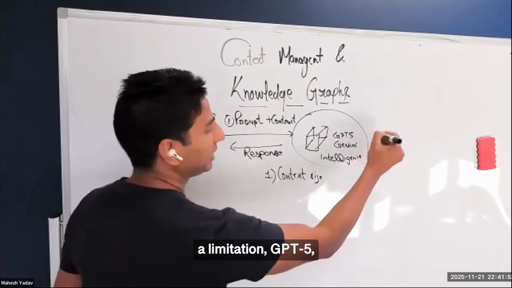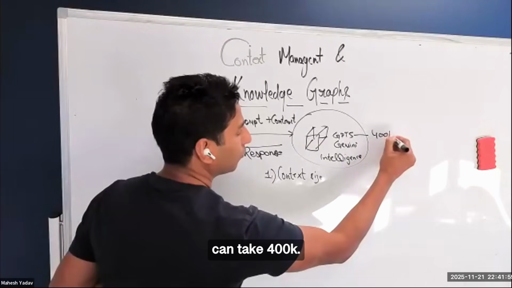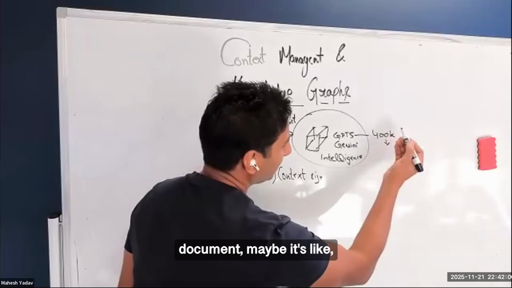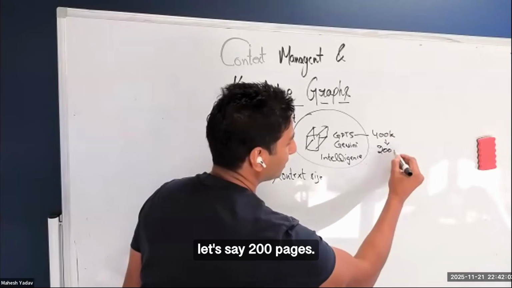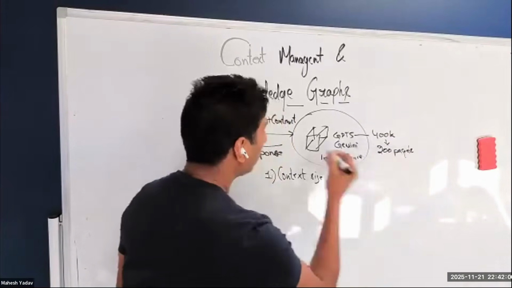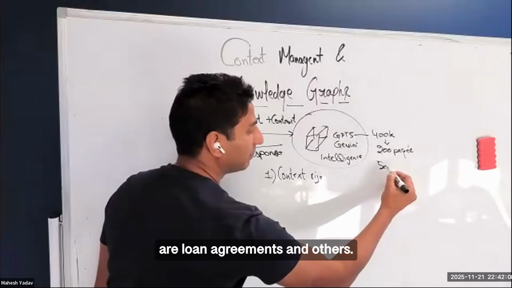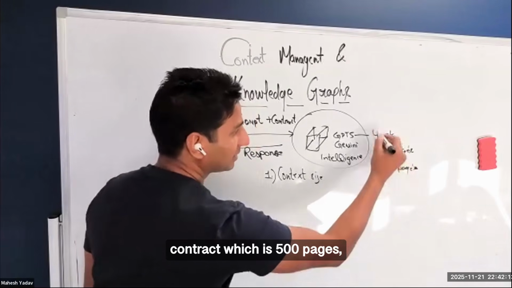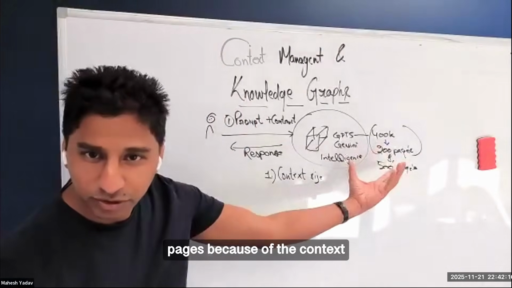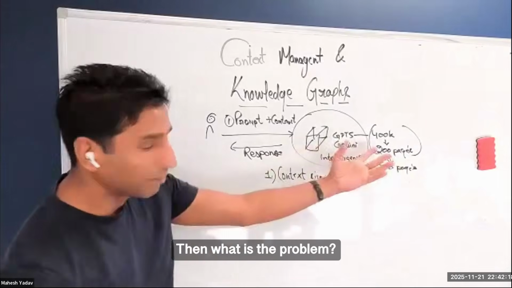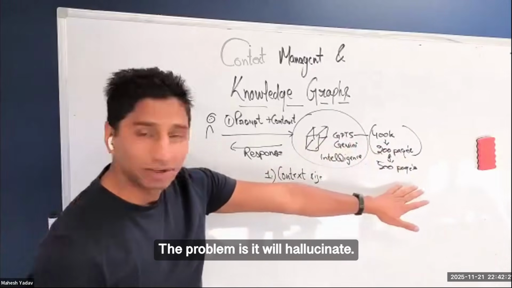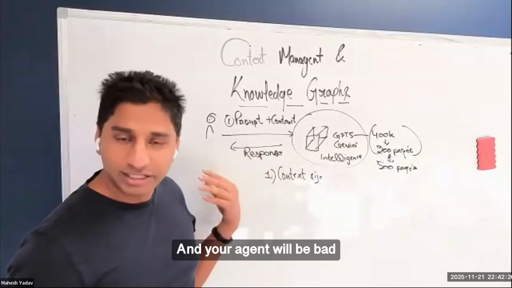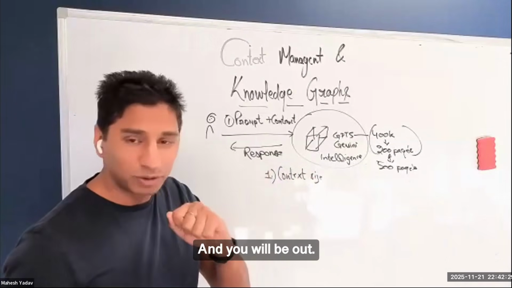this has a limitation. GPT-5 can take 400K. If you take a document, maybe it's like, let's say, 200 pages. Contracts can be 500 pages if they are loan agreements and others. Then if you send a contract which is 500 pages, the model can only take 200 pages because of the context length. Then what is the problem? The problem is it will hallucinate. It will not read the last 300 pages and it will hallucinate the heck out of it. And your agent will be bad and people won't trust you and you will be out.